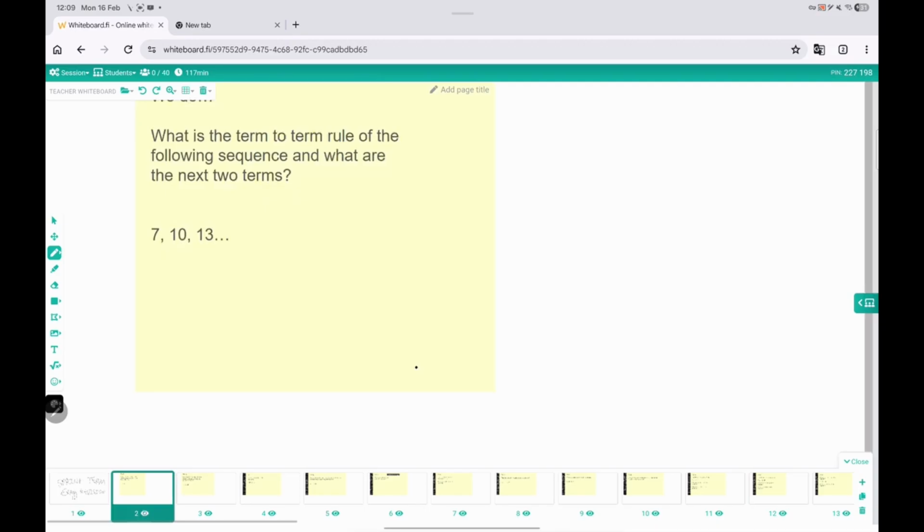Right, so what is the term-to-term rule of the following sequence? Right, term-to-term rule, not something we need to overcomplicate. Basically, what do you mathematically have to do to get from one term to the next?